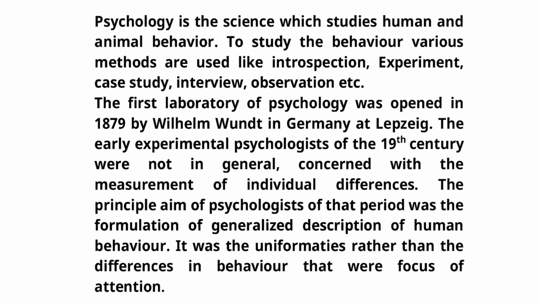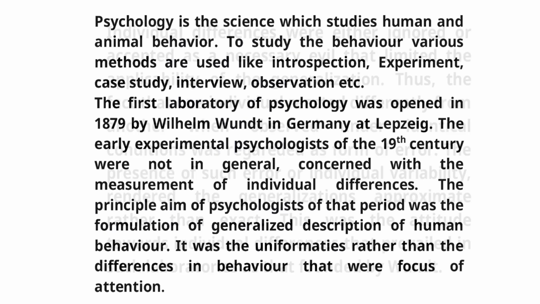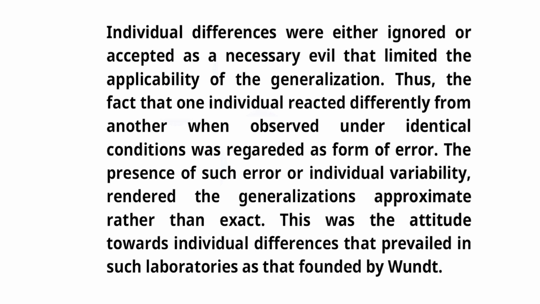The early experimental psychologists of the 19th century were not in general concerned with the measurement of individual differences. The principal aim of psychologists of that period was the formulation of a generalized description of human behavior. It was the uniformities rather than the differences in behavior that were the focus of attention. Individual differences were either ignored or accepted as a necessary evil that limited the applicability of the generalization.